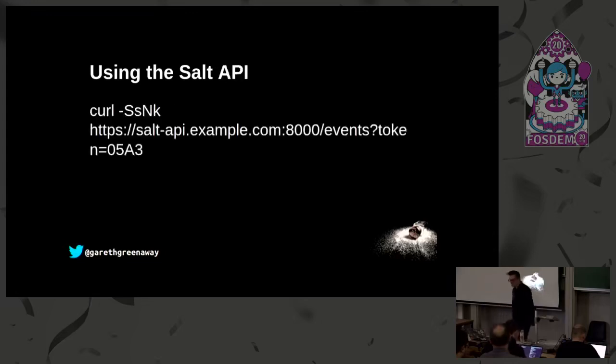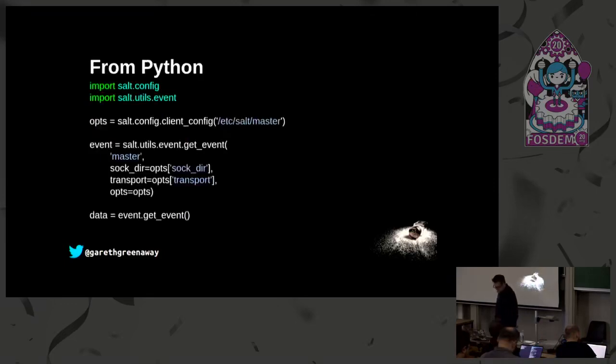We can also get events using the Salt API. Running a curl against whatever URL you have configured on your Salt master for the Salt API, passing it events and the token that you've generated, will give you a streaming list of events. We can also do it directly from Python. We can query the event bus using some simple Python code here. Here we're importing some Salt-specific Python modules and then connecting to the event bus.